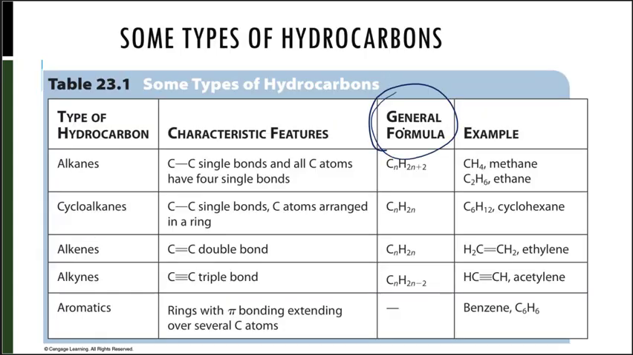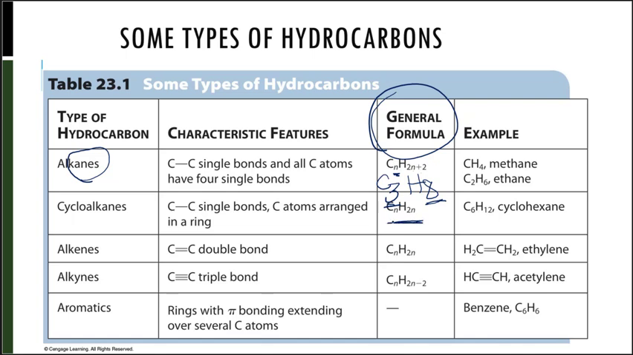This is information that will be helpful, the general formula. For example, if I had C3 and I was told that it was H8, we could figure out that it's an ane simply by going, okay, if my n is 3, 2 times 3 is 6 plus 2 is 8. Yep, this is going to be an ane ending.